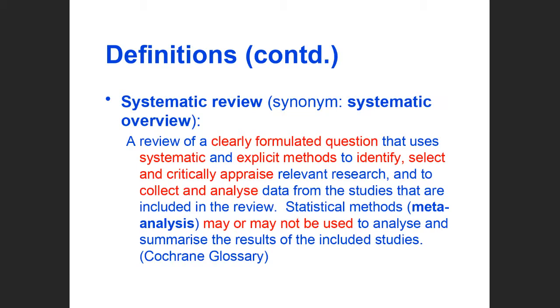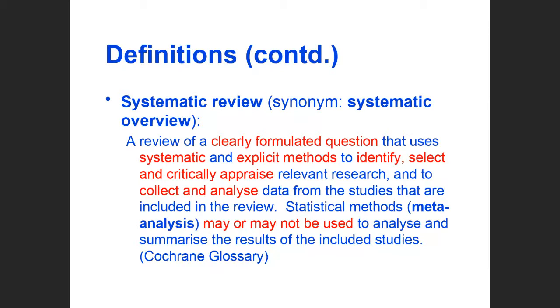This definition from the Cochrane glossary, produced by the Cochrane Collaboration, picks up on some of the features that we'll be exploring later. A review that is systematic has a clearly formulated question, so clear components about what will be included and excluded. It has clear methods of identification, the searching, of selection, choosing the relevant studies, and quality assessment or critical appraisal, and also in the methods of collecting and analyzing the data.